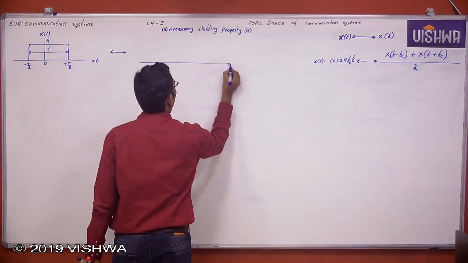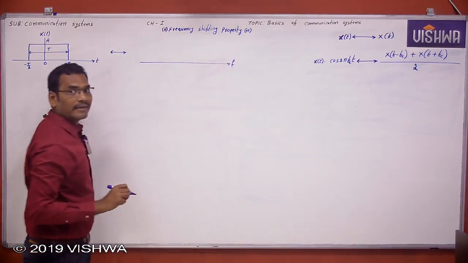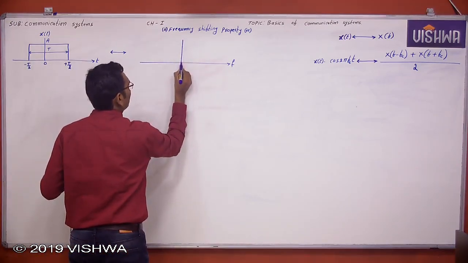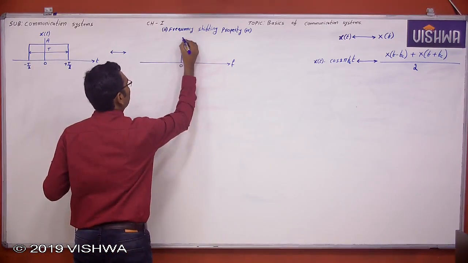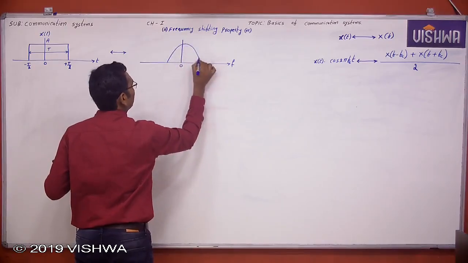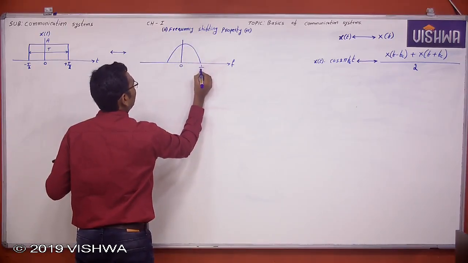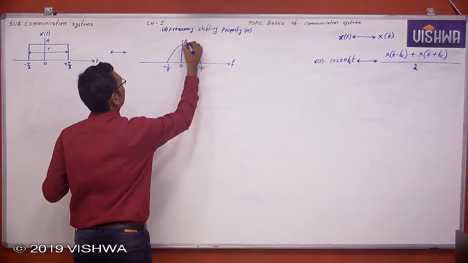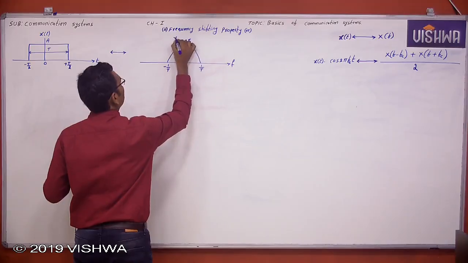Now you know that the Fourier transform of a rectangular pulse is a sinc function. Practical sinc is a band limiting signal. Now this is 1 by T, this is minus 1 by T, and this is X of f.